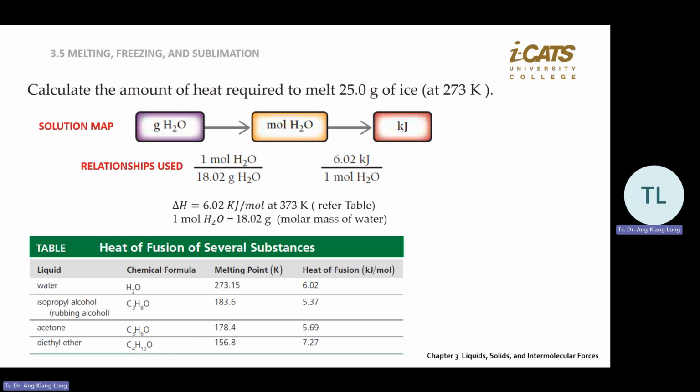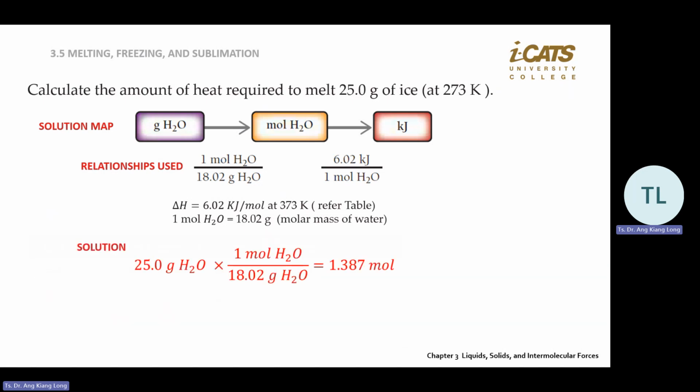Okay. 25 gram, you should be able to calculate in mole. 25 gram equal to how many mole? Divide by 18.02. Take this number, 25.0, divided by 18.02 to find number of mole. Once you get the mole, refer to the table, multiply the mole with this value, you get the heat you require to melt. I'll let you do the substitution, and the answer for this one is 8.35 kilojoule.